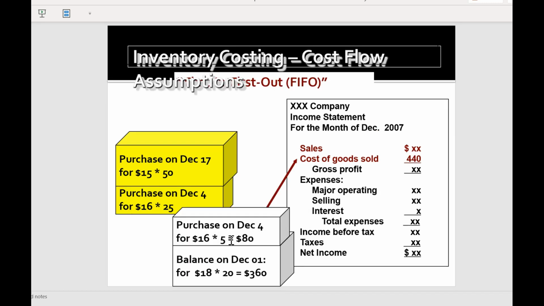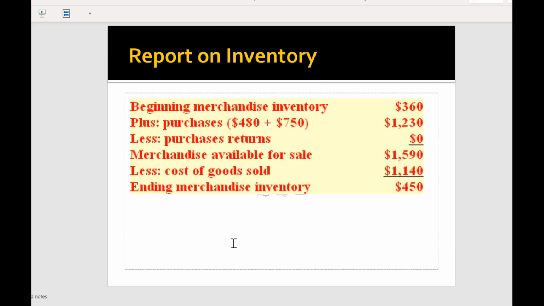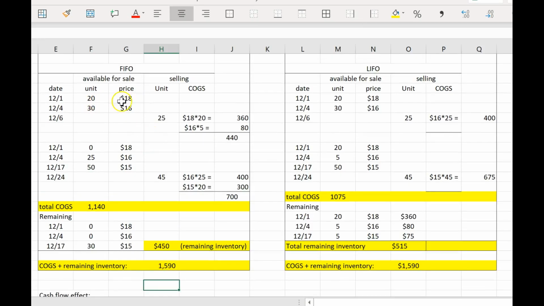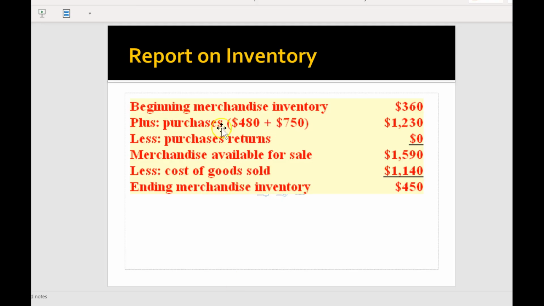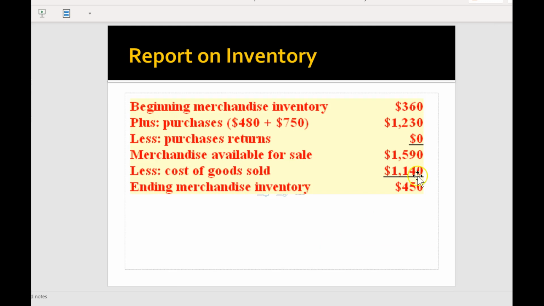All right, let's move to last in, first out. Before I do that, the inventory would be the beginning balance of merchandising inventory, 360. That is the beginning inventory. So 360 plus the purchases. We can see there are two purchases. 30 multiplied by 16, that's 480. And then 50 multiplied by 15, that's 750, right? So we will see that 480 plus 750 is 1230.